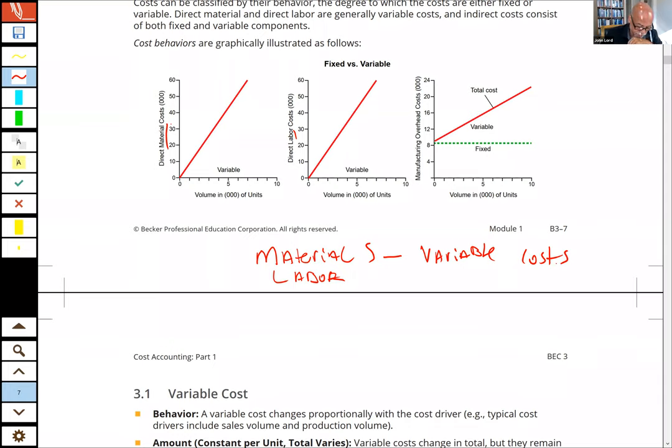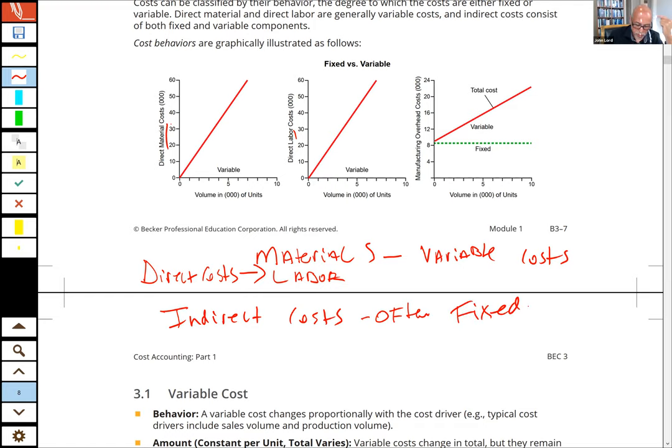But then we have fixed cost. And fixed costs are things like what? Really the fixed costs tend to be the others that constitute my indirect cost, right? So notice that my direct costs tend to be variable. Indirect costs are often fixed.